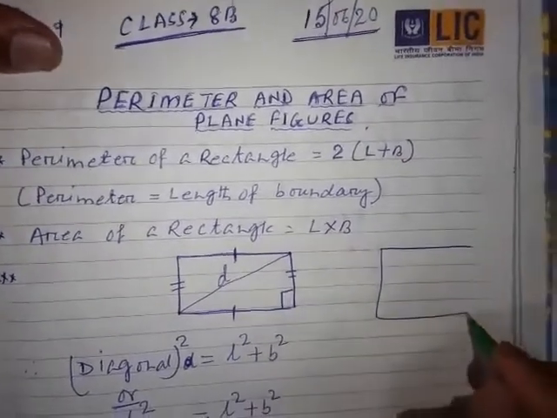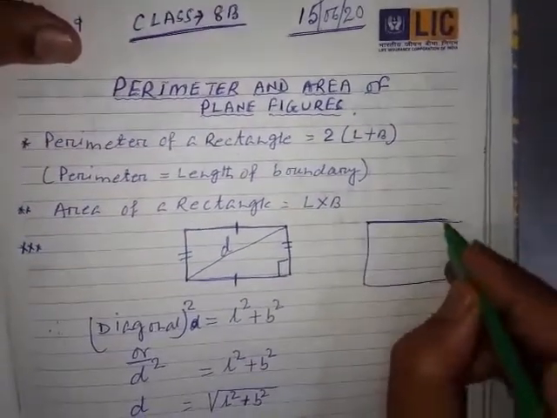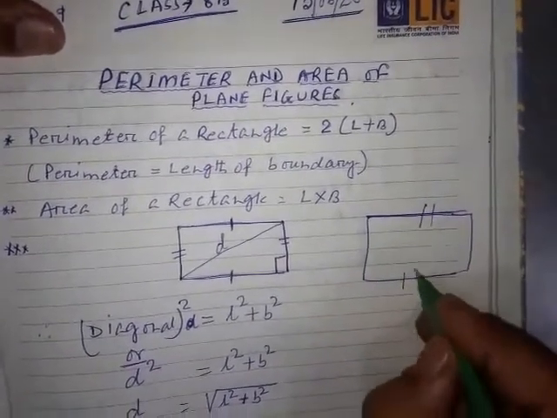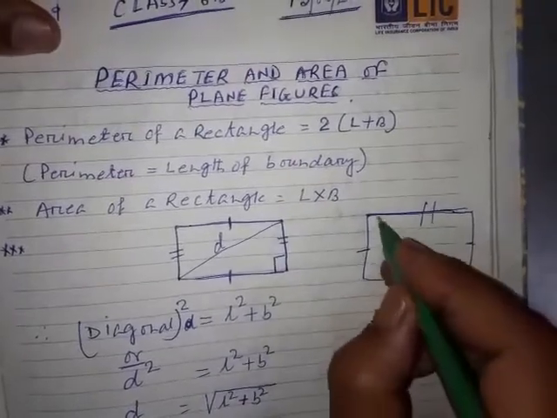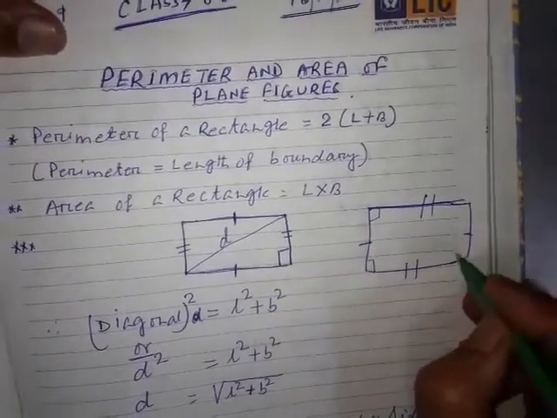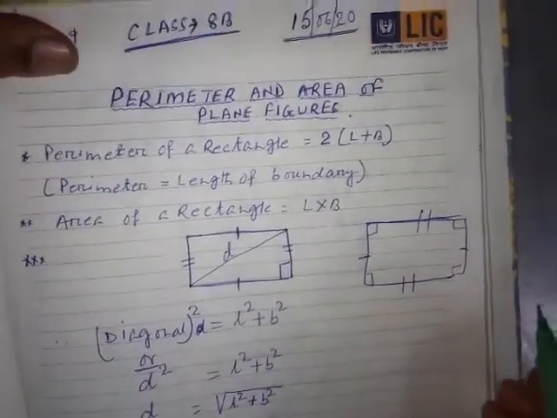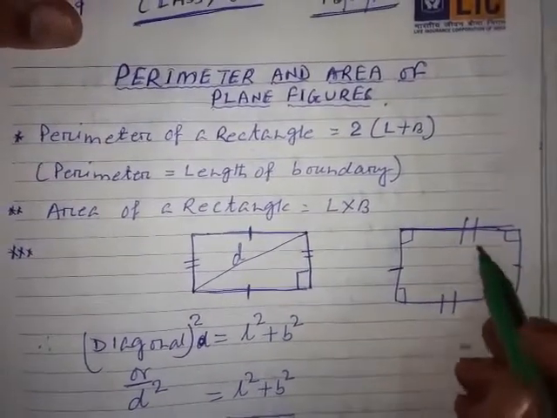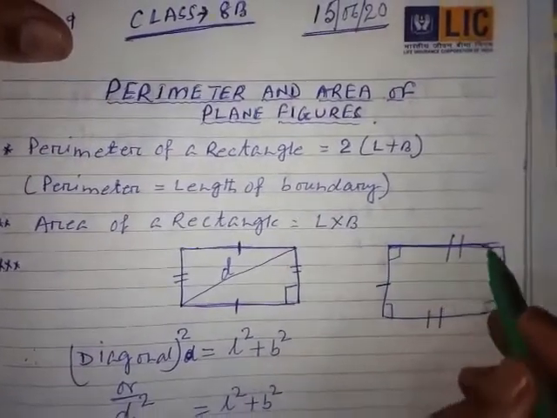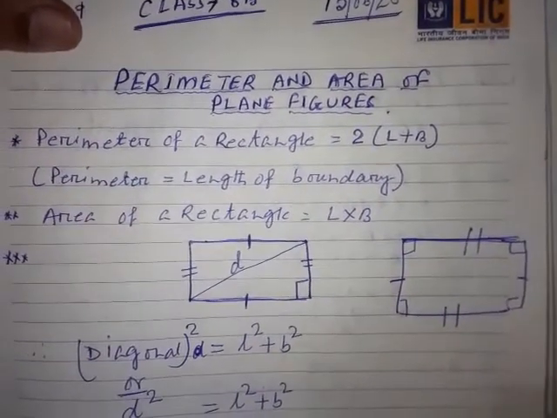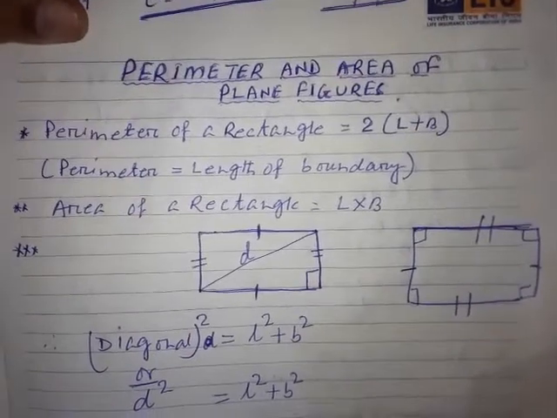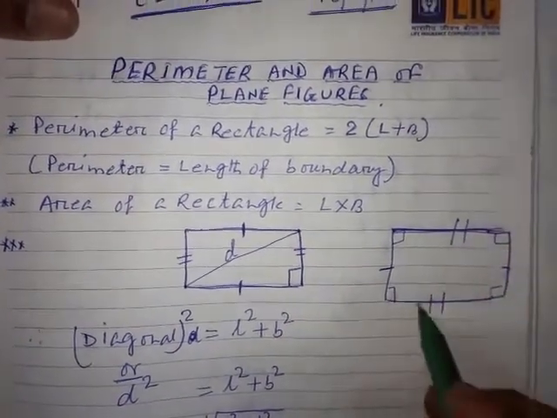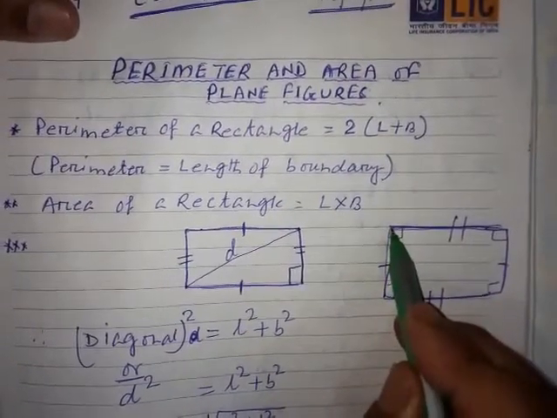What you notice in a rectangle is that opposite sides are equal and all the angles are 90 degrees. That is called a rectangle. And earlier I told you, to find out the perimeter of any figure, you are supposed to add the total length of its boundary.